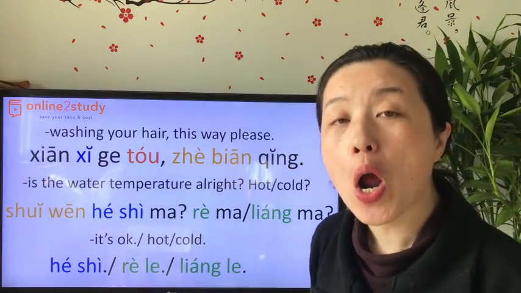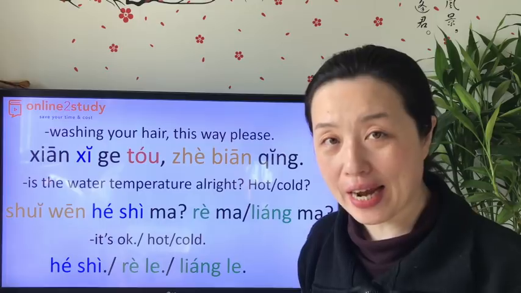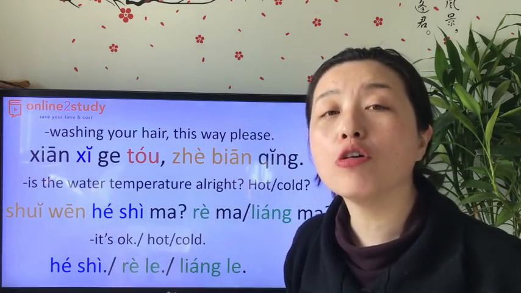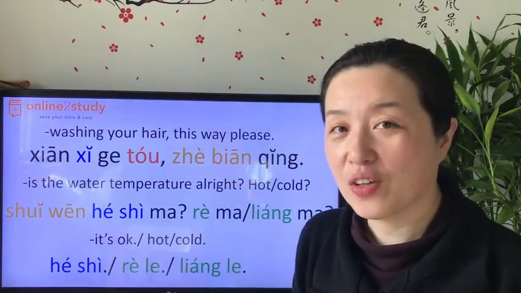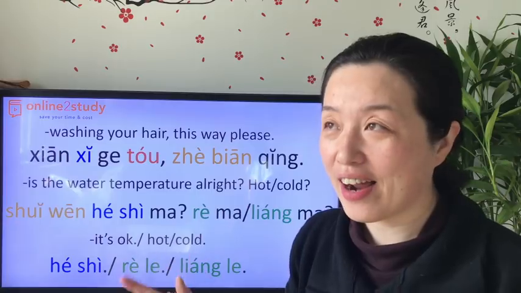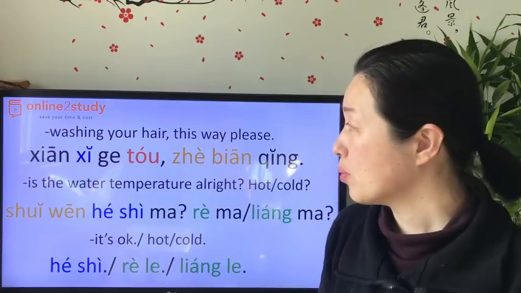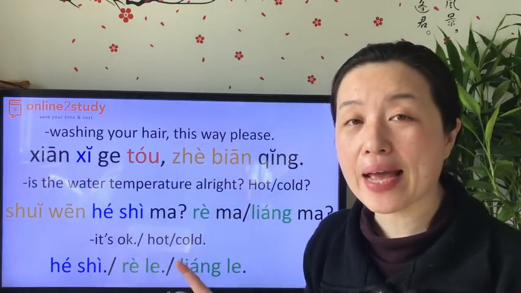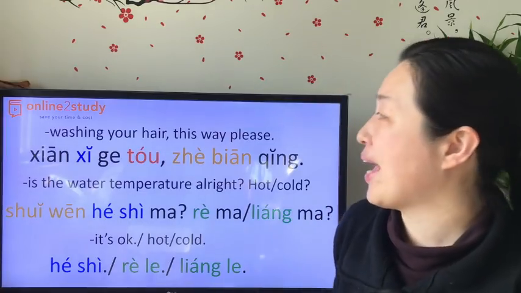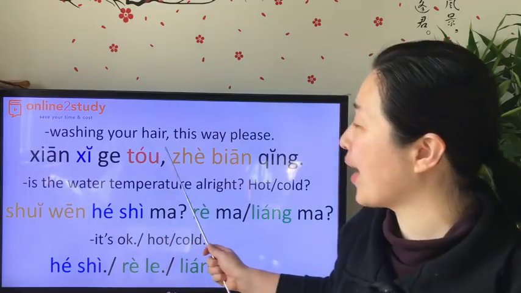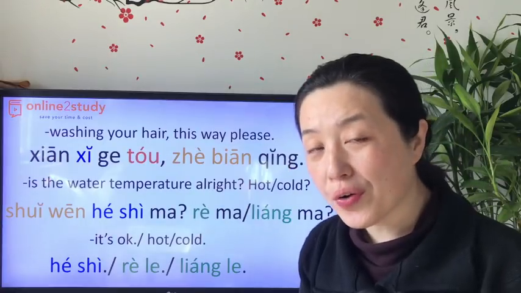After you make sure what kind of hairstyle you want, they start to cut hair for you. What is the first step for that? They will ask you, right? What is the next that they are going to do after you choose the hairstyle? Yes, that is washing your hair. They will ask you to go wash your hair, and say, this way, please.